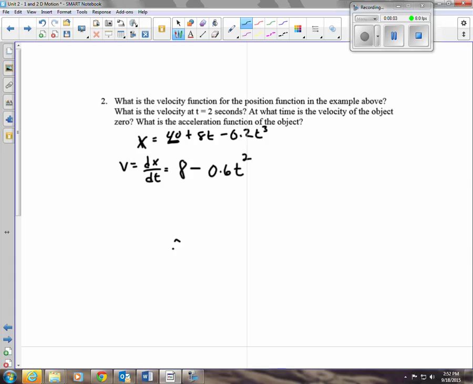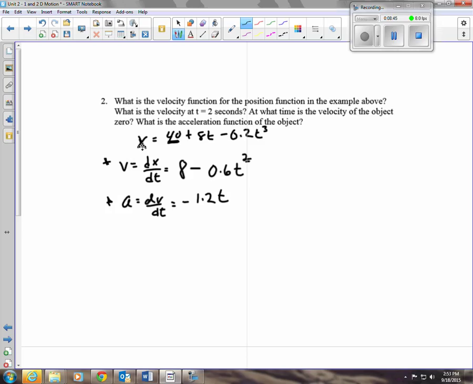Now, if I want to find the acceleration, I'm skipping ahead a little bit. The acceleration is the derivative of that. So a is dv by dt. Now, this first term in the velocity, 8, is a constant. When I take the derivative, that's going to drop away. So for the next term, I take this 2, multiply it out front. 2 times 0.6 is 1.2, so minus 1.2 t, 2 minus 1 is 1. T to the first is just t. So now I've found the velocity function and the acceleration as a function of time.